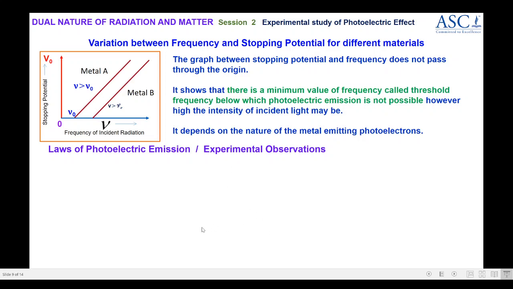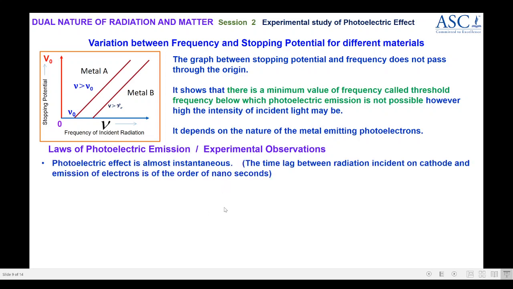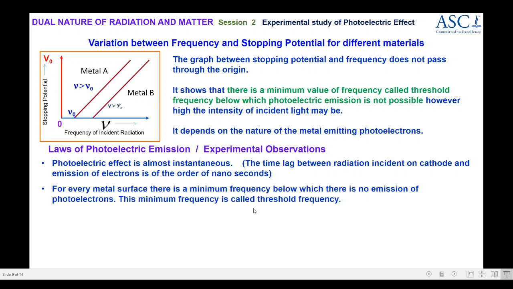Using these observations, some photoelectric emission laws were framed, which are as follows. The first observation is photoelectric effect is almost instantaneous, which means the time lag between the radiation incident on cathode and emission of electrons is of the order of nanoseconds, which means as soon as the light radiation is incident on the metal surface, electrons are emitted without any delay. Now the second law, for every metal surface there is a minimum frequency below which there is no emission of photoelectrons. This minimum frequency is called threshold frequency.